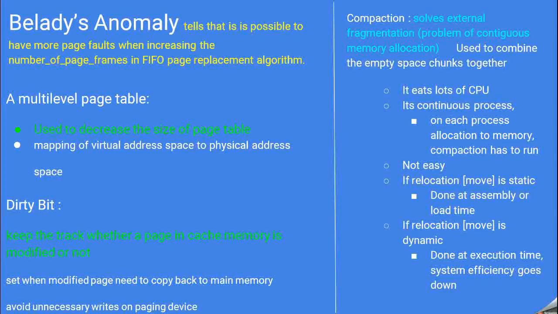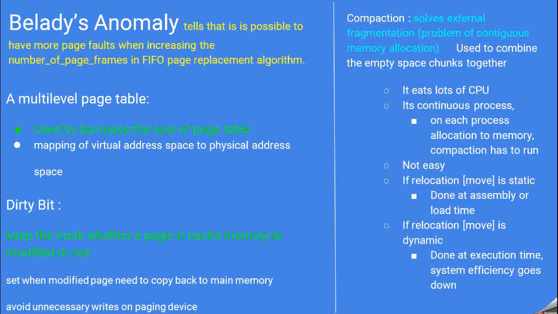For example, if you have free chunks of 2 MB, 3 MB, 4 MB, 5 MB, and your process requires 8 MB, you can use the compaction technique to club these empty chunks together so that it creates a big area. Then I can allocate the 8 MB process, because I can rearrange the allocated and unallocated data.